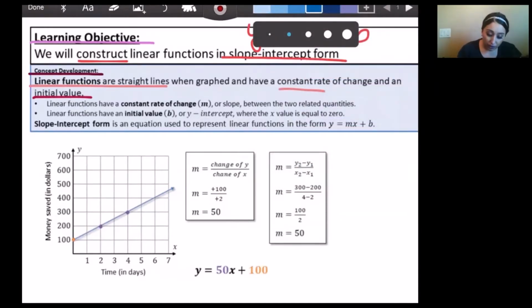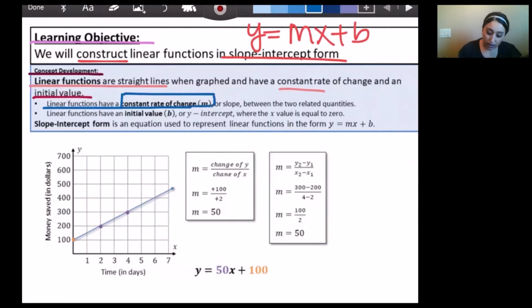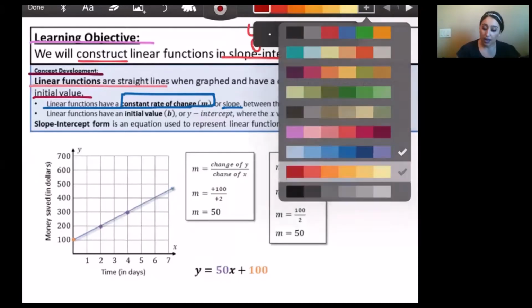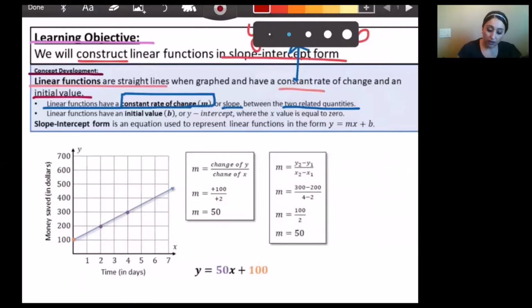Linear functions have a constant rate of change. My constant rate of change represents the variable m. That is the slope between 2 points or two related quantities on a line. Next, a linear function has an initial value, which represents b.